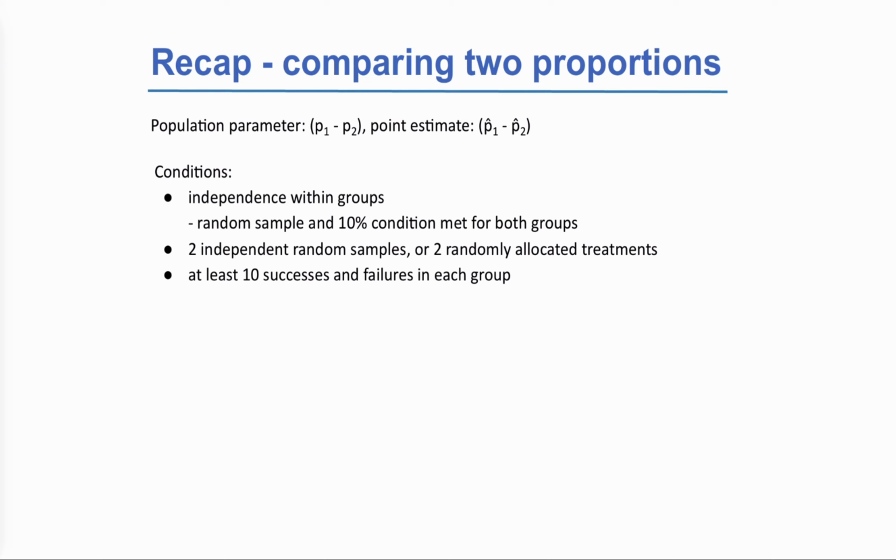Conditions: random sample and 10% condition. The two samples need to be independent of each other, with randomly allocated treatments. And at least 10 successes and failures in each group using P pooled. Right, P hat pooled actually.